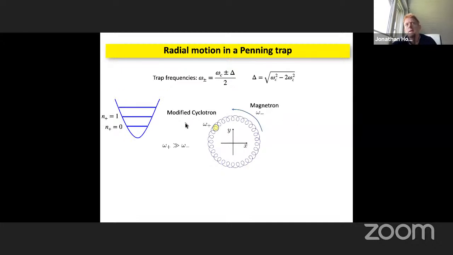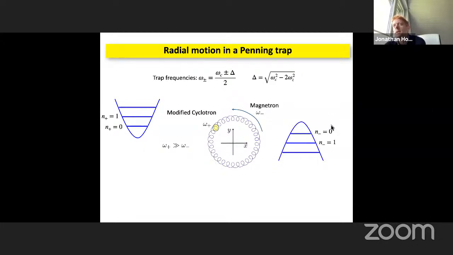The modified cyclotron motion is actually less interesting in a certain sense. I mean, it's useful, but less interesting. It's just a harmonic oscillator, okay? And if you quantize that, it has energy levels which are just separated by omega plus, essentially, right? The magnetron is actually a more interesting kettle of fish because it's an inverted harmonic oscillator. That's a weird thing, right?